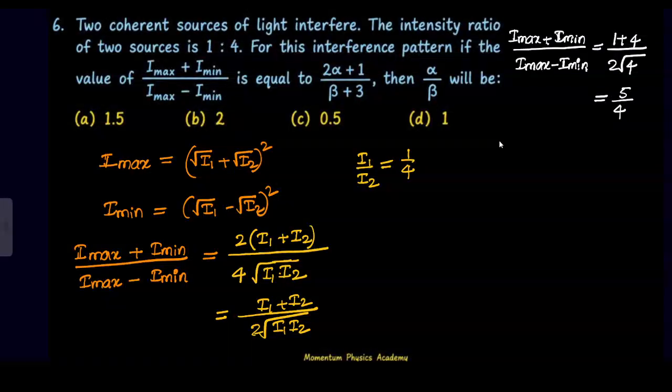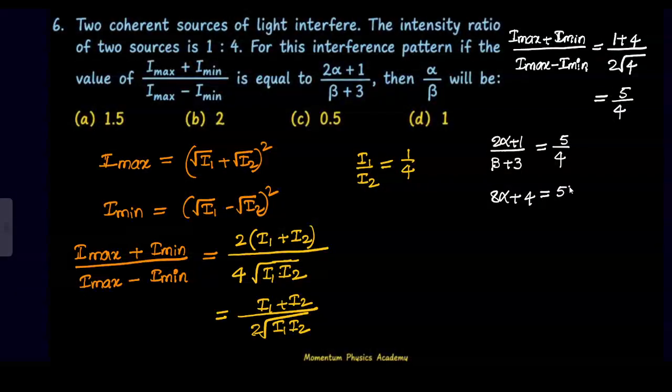Now they are saying this value is equated to 2 alpha plus 1 by beta plus 3. So this is 5 by 4. They are asking to find alpha by beta. Now cross multiply this thing here. 8 alpha plus 4 equals 5 beta plus 5 into 3, 15.